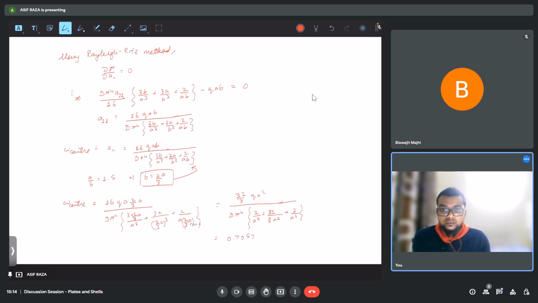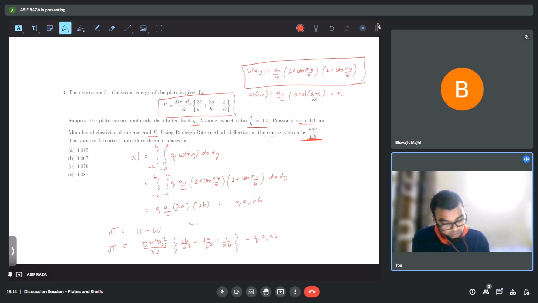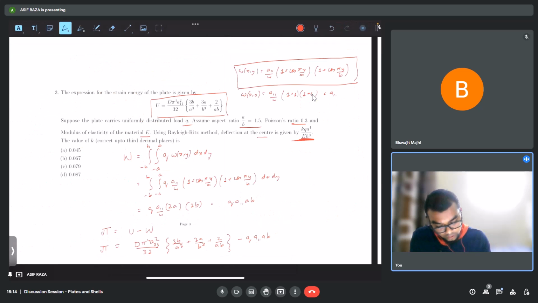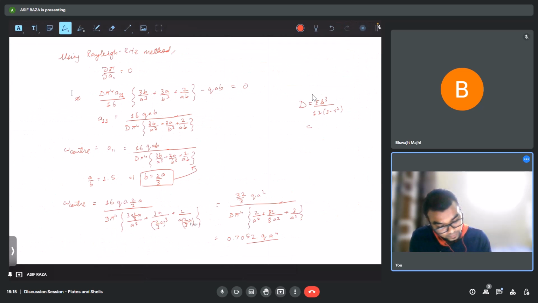0.7052. So 0.7052 QA4 upon D. Okay, so this is in terms of EHQ. D is EHQ upon 12, 1 minus nu square, and nu is 0.3. So EHQ 12, 1 minus 0.3 square.